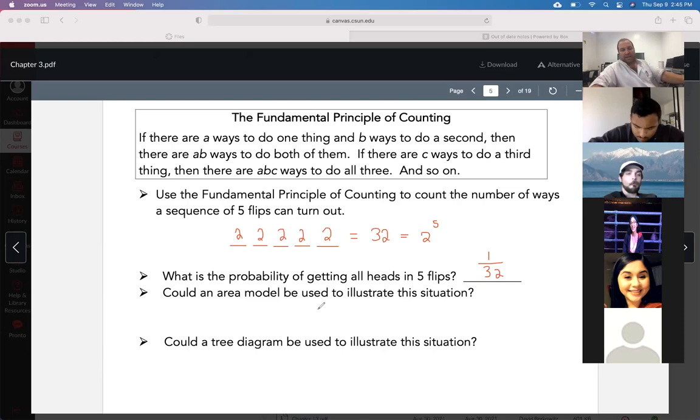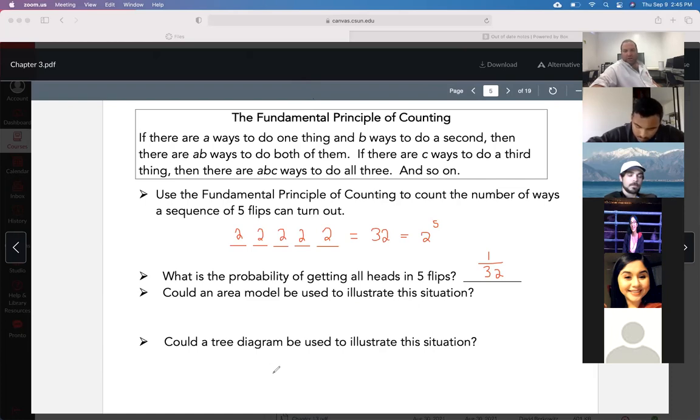Remember, an area model, each action has a dimension. So the first action will be this way. The second action will be this way. What dimension are you going to use for the 3rd, 4th, and 5th actions? Never mind. Okay, area models can only be done when you have 2 actions.